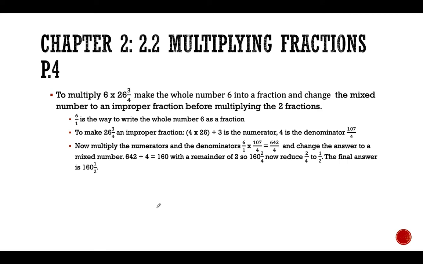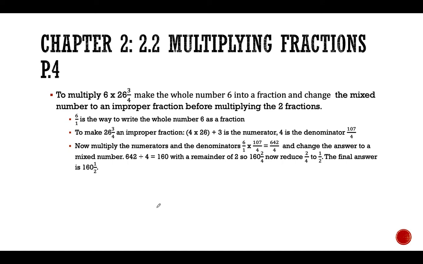To multiply 6 times 26 3/4, make the whole number 6 into a fraction and change the mixed number to an improper fraction before multiplying the two fractions. 6 over 1 is the way to write the whole number 6 as a fraction, and so to make 26 3/4 an improper fraction, we multiply 4 times 26 and add 3. That's the numerator, and 4 is the denominator, so that would be 107 over 4.